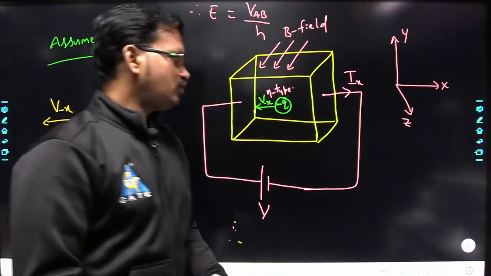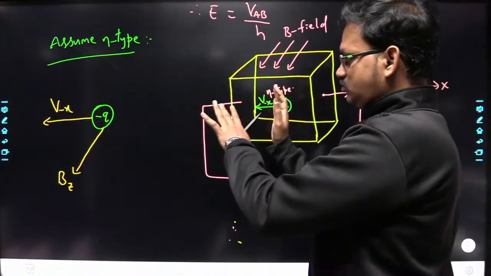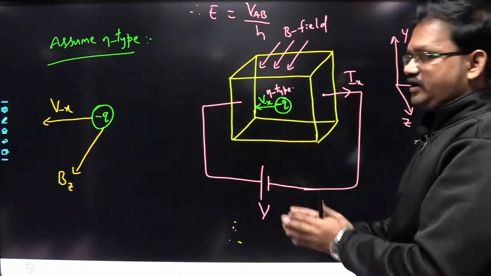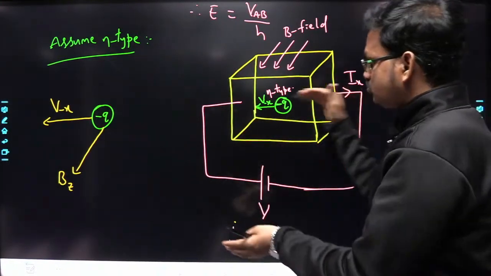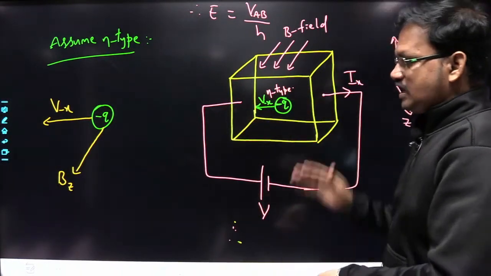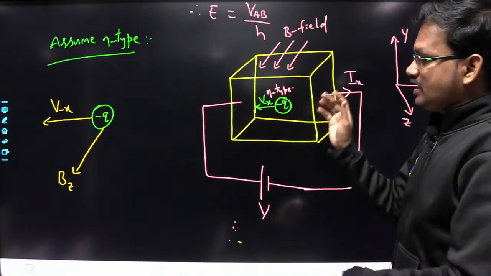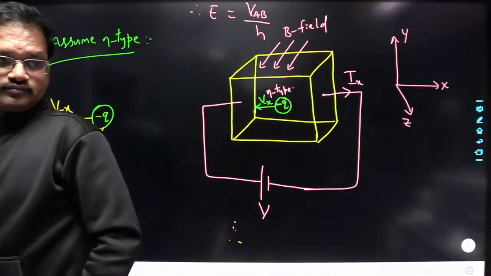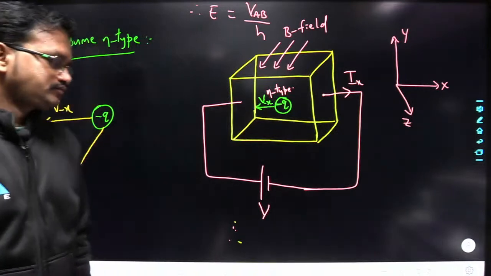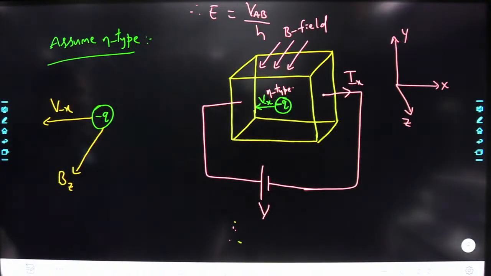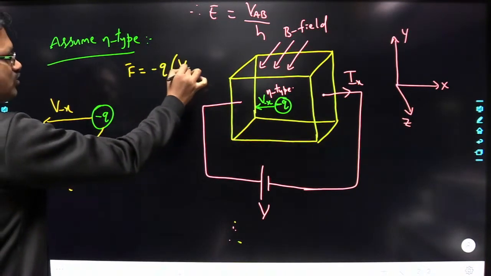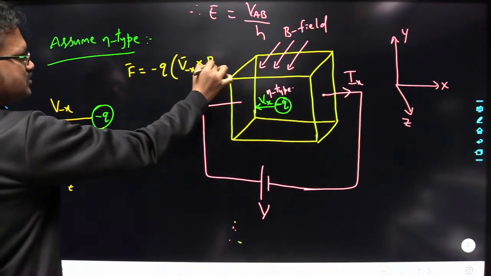So the electrons are moving from right to left like this, yes or no? All those electrons are going to have some negative charge, so that's why I am representing with minus q. So whenever minus q is moving in the negative x direction in the magnetic field B, it is going to experience the force in which direction? Tell me here. F is equal to what? F is equal to minus Q into V minus X cross B Z.